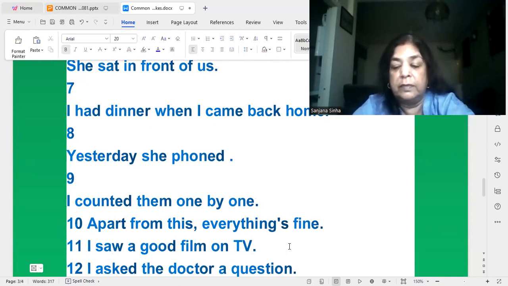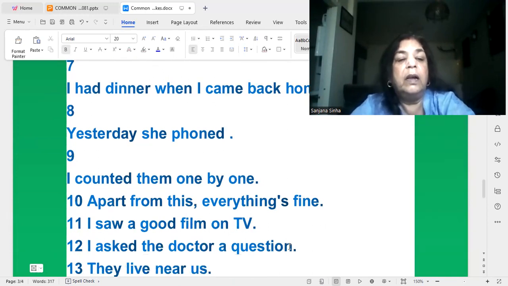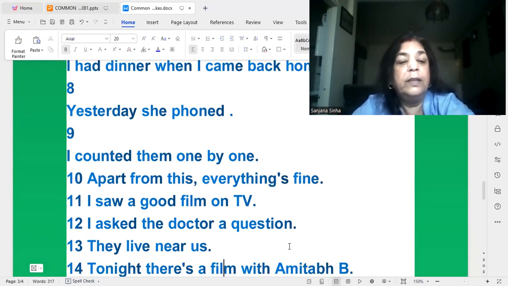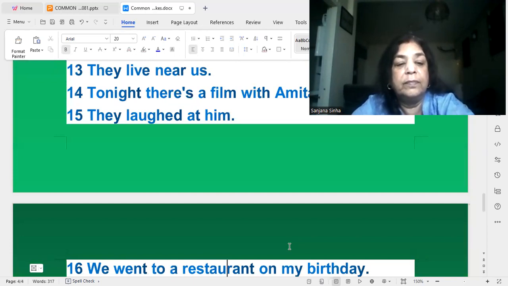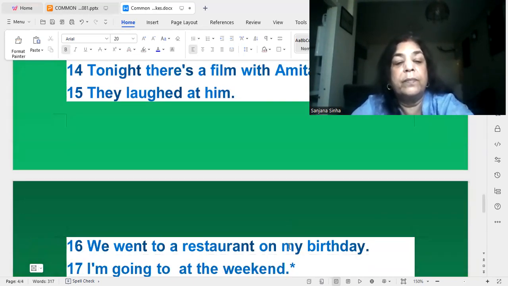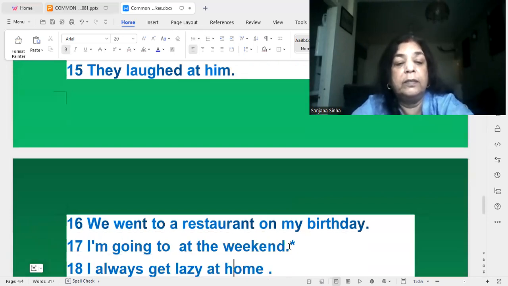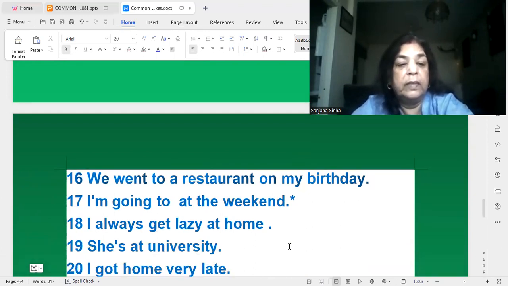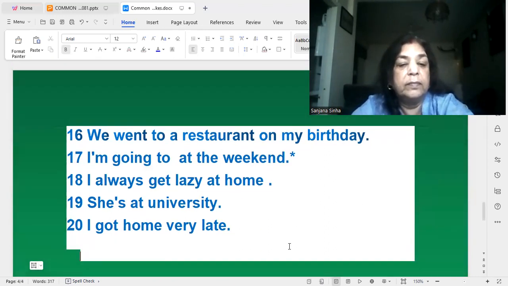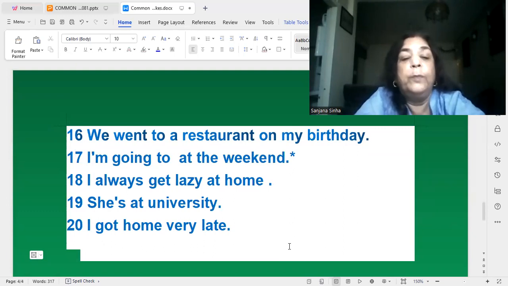I saw a good film on TV. I asked the doctor a question. They live near us. Tonight there's a film with Amitabh Bachchan. They laughed at him. He went to a restaurant. We went to a restaurant on my birthday. I'm going somewhere. I'm going to my friend's place at the weekend. I always get lazy at home. She is at the university. And the last, I got home very late. I came home very late.